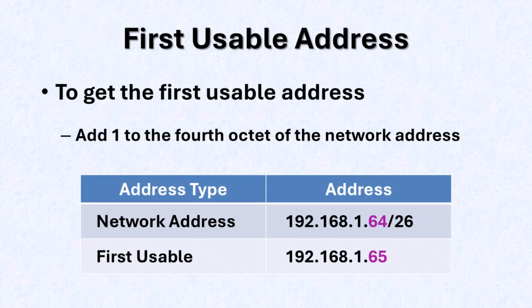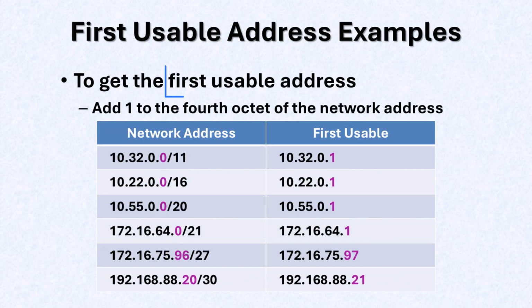To get the first usable address, add 1 to the fourth octet of the network address. This gives 65 in octet 4. Here are additional examples of how to determine the first usable address.